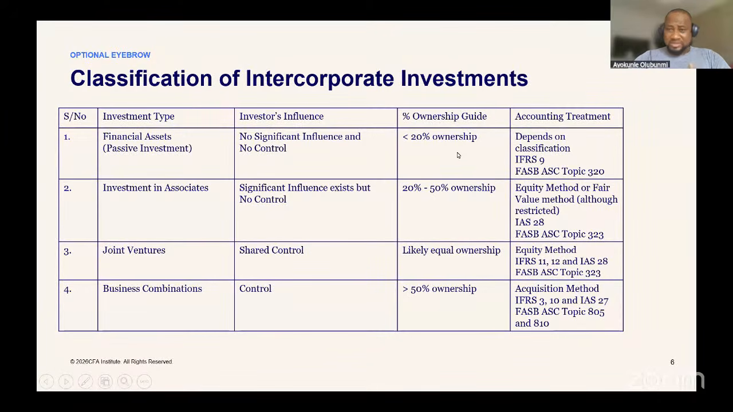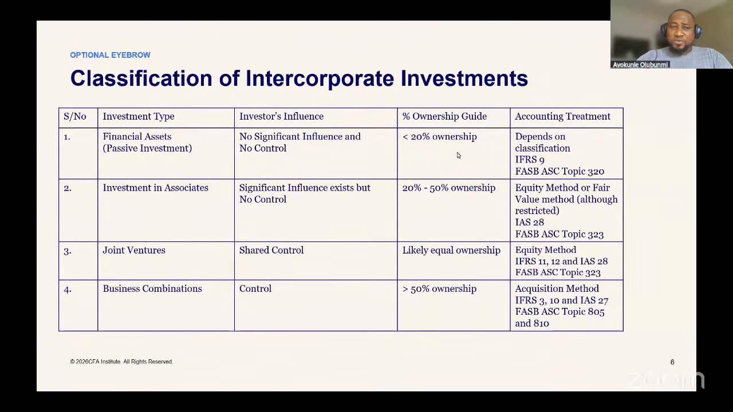No control, right? You have no control and no significant influence. It's more like a passive investment, right? And we always say that the ownership guide is when you own less than 20%, right? Remember that this ownership guide is not the ultimate decider. And of course, you agree with that: all debt securities are classified as financial assets.